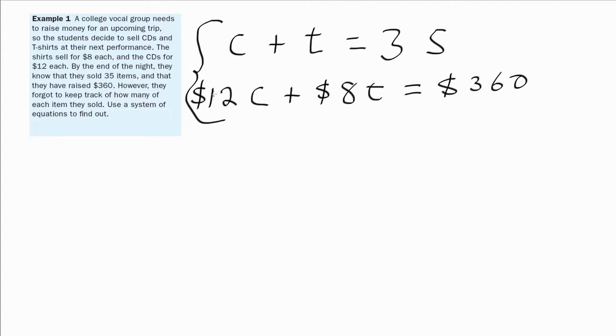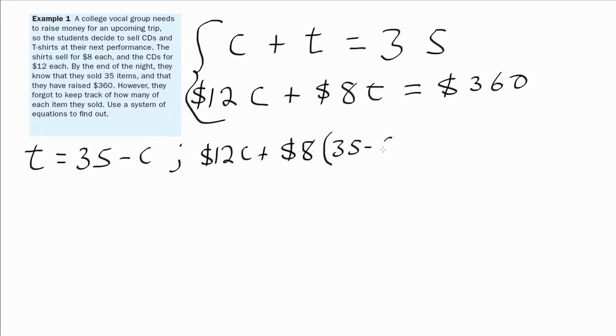Let's solve by substitution. I think I'll solve for t, make this a function of c, and I will get that t equals 35 minus c. Now I substitute this into the second equation. $12 times c plus $8 times my substitution for t, which is 35 minus c, and that equals $360.